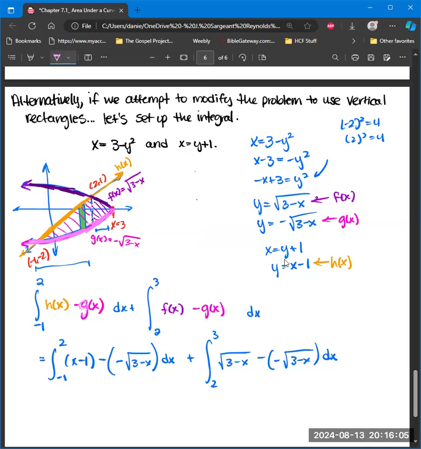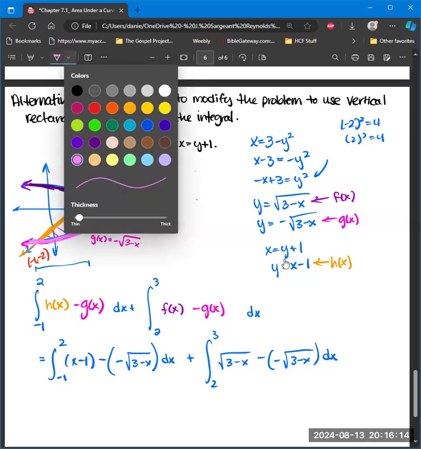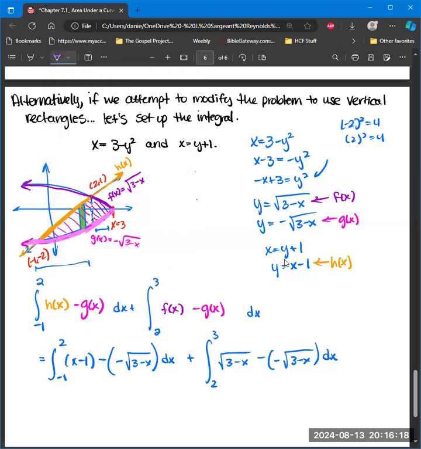G is pink and f of x is purple there. I think that helps to get a little bit darker color like that. This may even be darker yet. That's good. There we go.